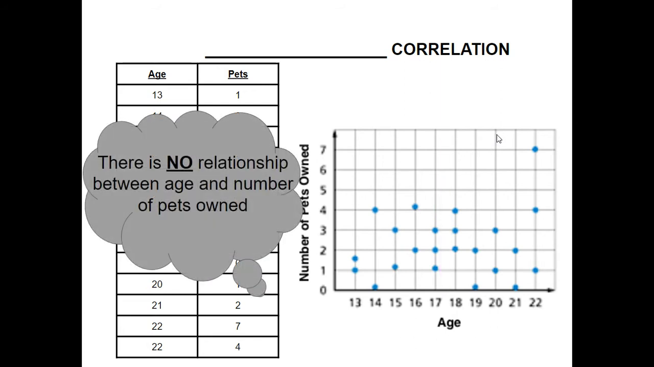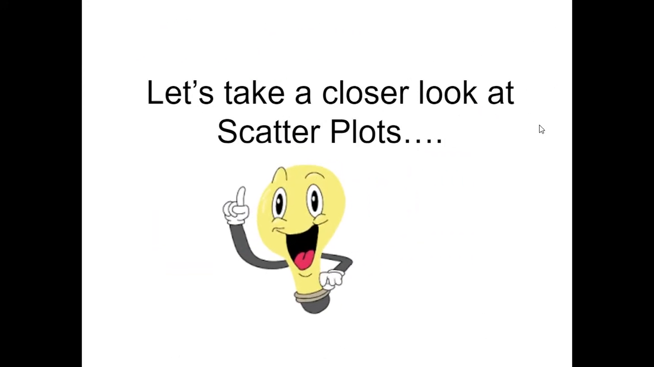So because there's no relationship between age and number of pets, we don't see an increase, we don't see a decrease. There's just no relationship. It's never the older you are, the more pets you own, or the younger you are, the more pets you own. So we would say that there's just no relationship. The points are scattered all over the place, and we cannot find a trend line. All right, so let's take a look at interpreting some scatter plots.